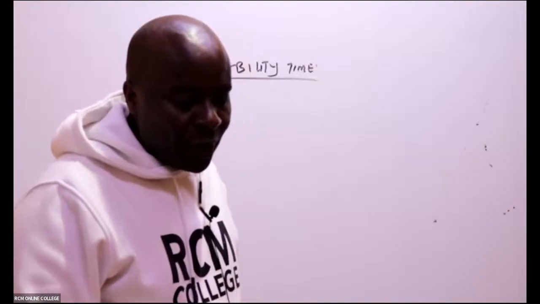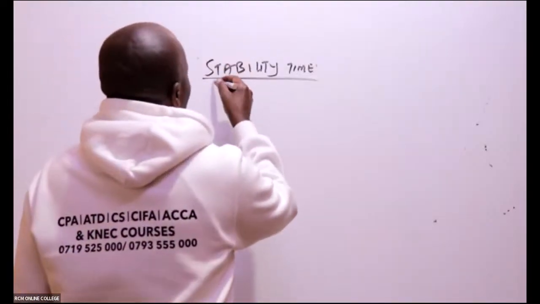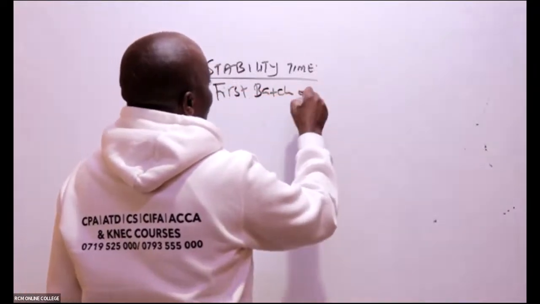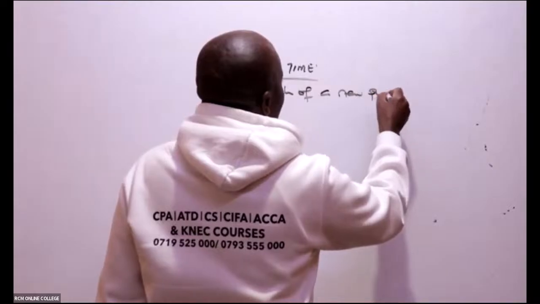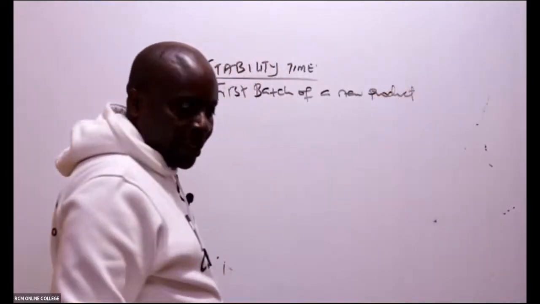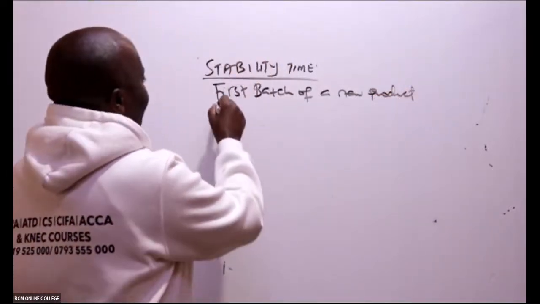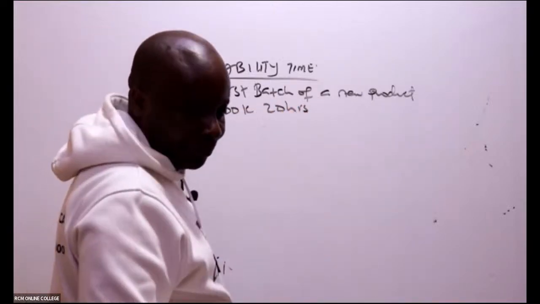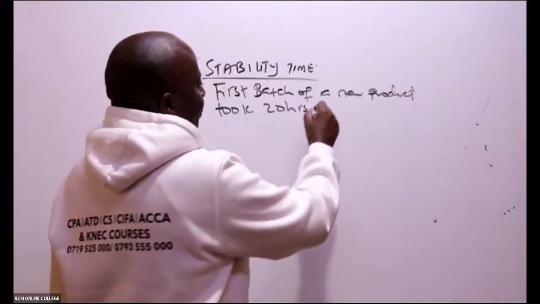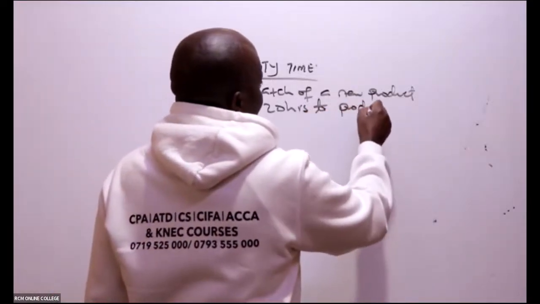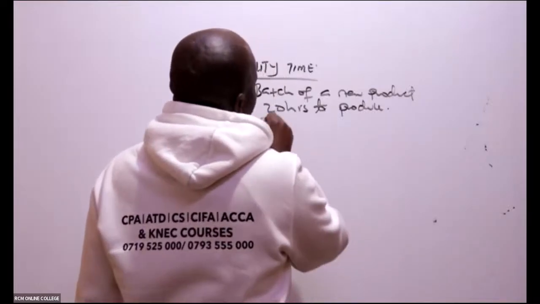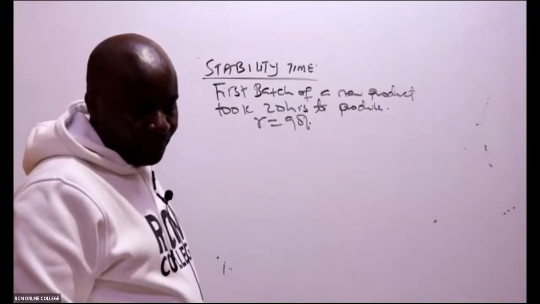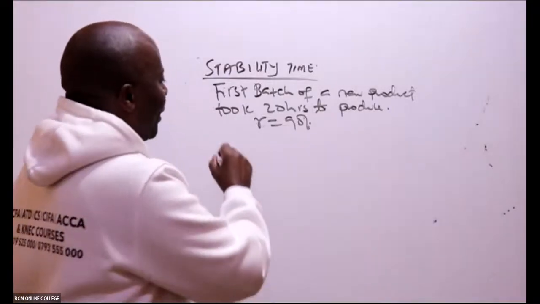The first batch of a new product took 20 hours to produce. Full stop. R, they're giving us R of 90%. Required.